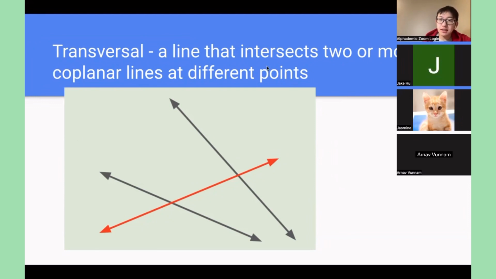Transversal is a line that intersects two or more coplanar lines at different points. As you can see, it's intersecting them at two different places. Say this is point B, and this is point H, right? That would be what a transversal is. It's intersecting two lines at two different points.